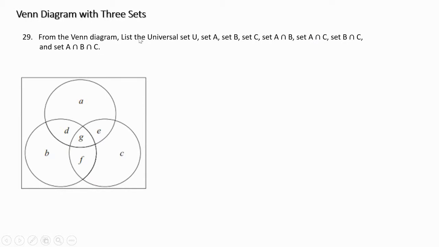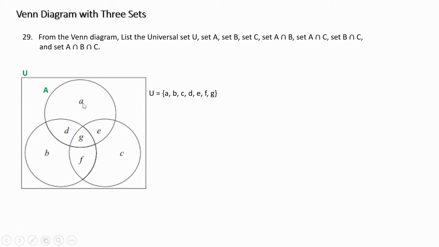Okay. From the Venn diagram, list the universal set U, set A, set B, set C, the set of A intersects B, the set of A intersects C, the set of B intersects C, and the set of A intersects B intersects C. So here we go. Set U is the universal set, so it's going to be everything that's here: A, B, C, D, E, F, G. That's my set U.